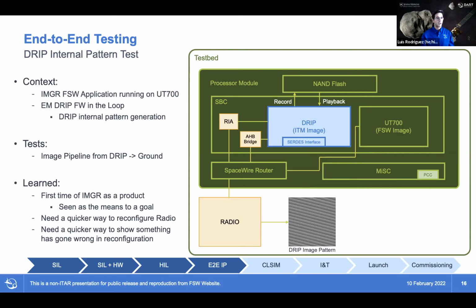And so what we did in this first end-to-end test was the DRACO image processor in that blue box can generate an internal image pattern. So we decided, let's test that image pattern from DRIP through the radio interface adapter to the radio and down to the ground. And now we're also including ground software folks. How does that image data get reconstructed? And you might think, well, that's a ground software question. Why does flight software need to be involved?